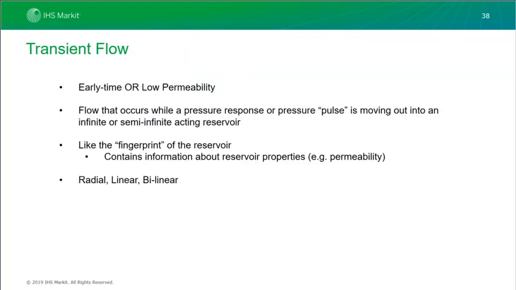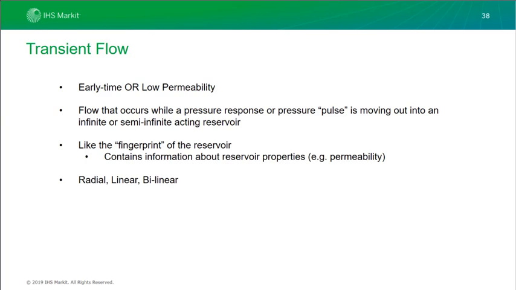So transient flow. This has been the domain of pressure transient analysis. Transient itself means there's not enough time to reach the boundaries of the reservoir. It's an early time or low permeability flow. Transient flow occurs in low permeability reservoirs that may be producing for a very long time, and the pressure pulse won't move far out into the reservoir.